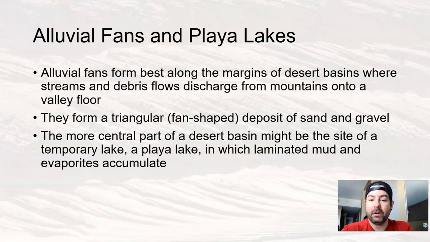And the more central part of a desert basin, as you get away from the mountains, away from the alluvial fans, which we'll look at here in a second, might be a site of a temporary lake, usually called a playa lake, which itself may get some sediment in there. It's usually a very shallow, very low energy environment, so you can get mud and clay-sized particles depositing, so you can get laminated mud, as well as evaporites forming in these playa lake environments, because the water will eventually evaporate away.